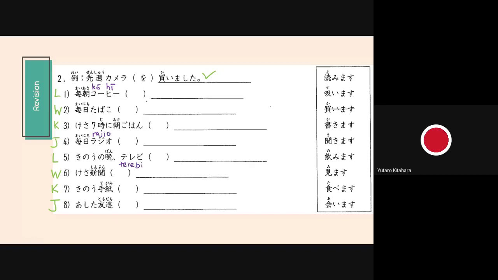Okay, so the first one will be harder because out of all these verbs, you have to choose the first one. But not too bad. Maiasa. Very good, maiasa. Kohi. Okay, what can you do with the coffee? Coffee is coffee, is it? Yeah, coffee. Correct. Coffee. Drink. Yeah. Very good. Nomimasu. Correct.